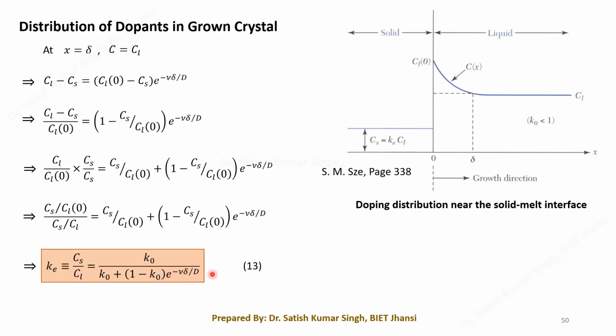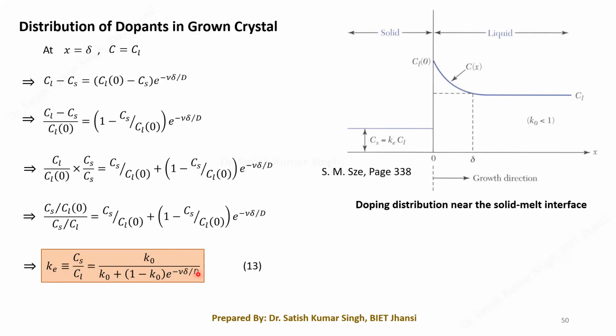If I make this exponential term very small, or let us say ideally 0, then 0 is multiplied with 1 minus K naught, so this entire term will become 0. Once this entire term becomes 0, this ratio will become K naught divided by K naught, and then Ke will become equal to unity. Then we will be able to achieve uniform doping. So how to make this quantity very small or equal to 0, that we have to look at.